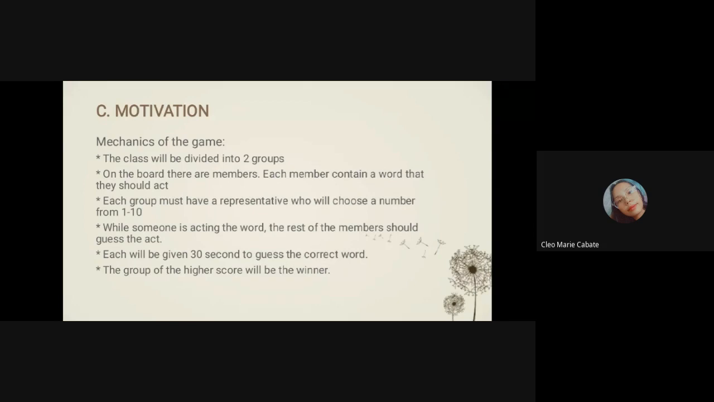Before we proceed to our new lesson, let us have a game. The game is called charades. Who can read the mechanics of the game? Okay. The mechanics of the game is: the class will be divided into two groups. On the board are members. Each member contains a word that they should act. Each group must have a representative who will choose a number from 1 to 10. While someone is acting the word, the rest of the members should guess the act. Each will be given 30 seconds to guess the word. The group with the higher score will be the winner.